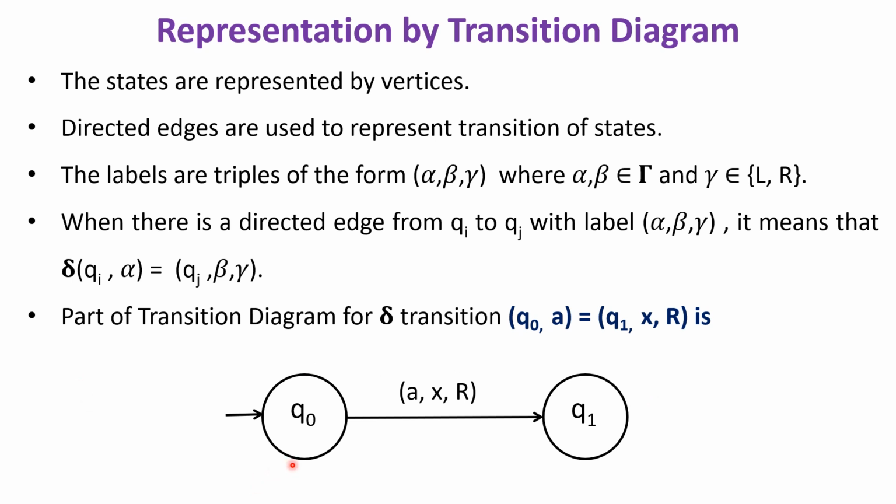It is the same as that of your finite state machines and push-down automata. The label for each transition will be the current input symbol, change in the input symbol, and the direction of the read-write head movement.